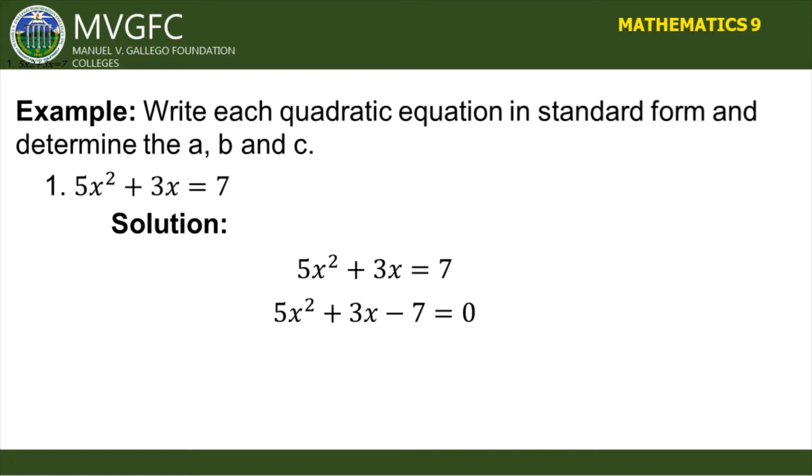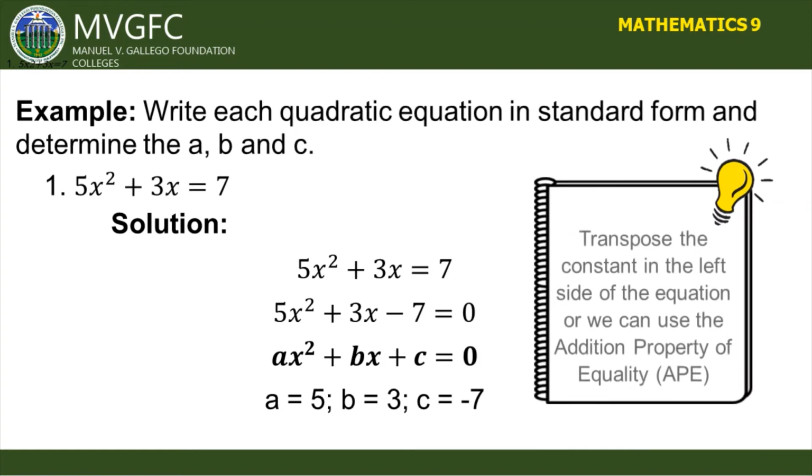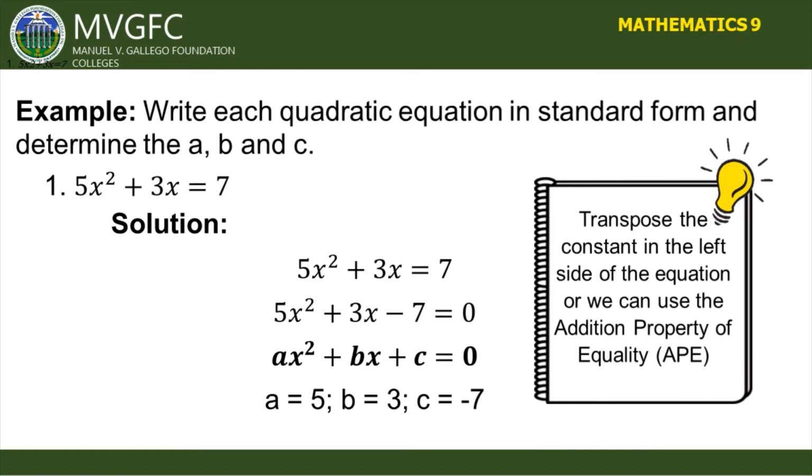So we have now 5x squared plus 3x minus 7 is equal to 0. The equation is already in standard form. In this case, we can actually determine the values of a, b, and c. The value of a is equal to 5, the value of b is equal to 3, and for the value of c, we have negative 7. So for our final answer, the standard form of the equation is 5x squared plus 3x minus 7 is equal to 0, and a is equal to 5, b is equal to 3, and c is equal to negative 7.